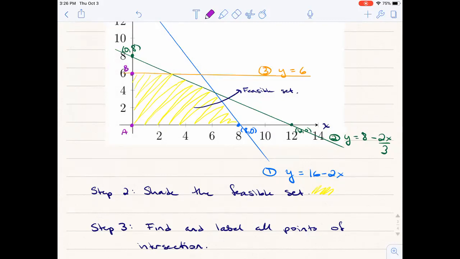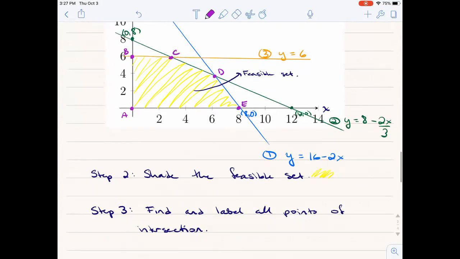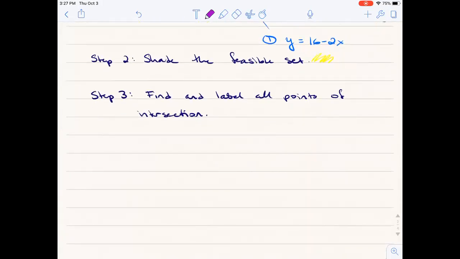Moving around clockwise, then I'm going to label these intersections B, C, D, and E. Notice what's nice here is we already did the work for finding this point. So if you hadn't done that already, you would have to do that now, right? So what I'm going to do is I list all my points of intersection, A, B, C, D, and E.